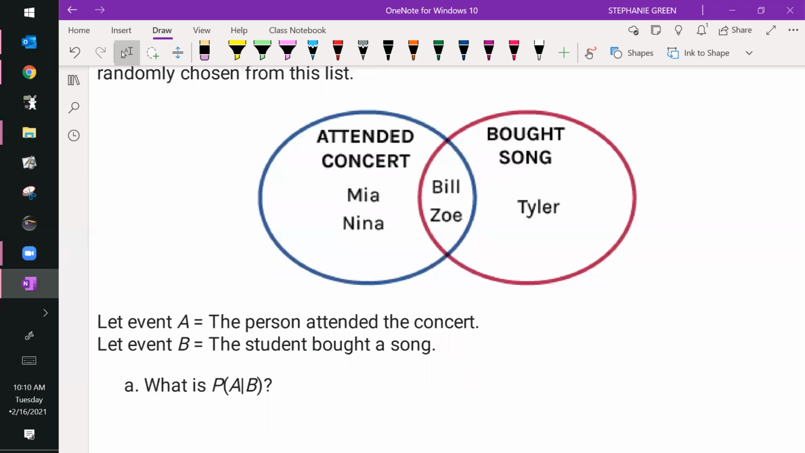When we're looking at a conditional probability like this, the first thing I'm going to look at is my condition. The second letter is the condition.